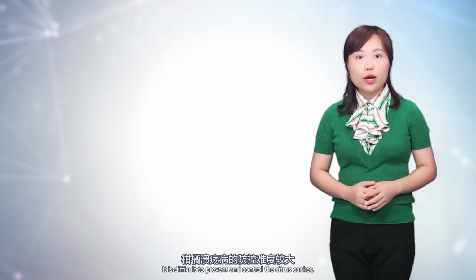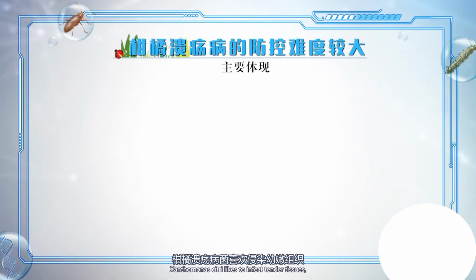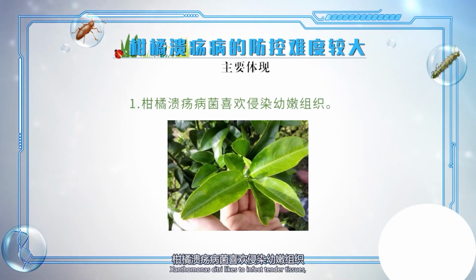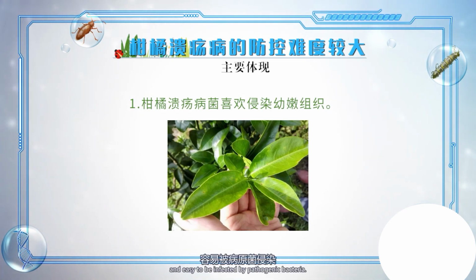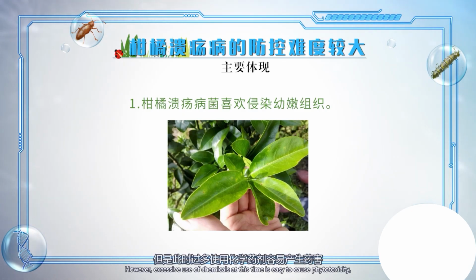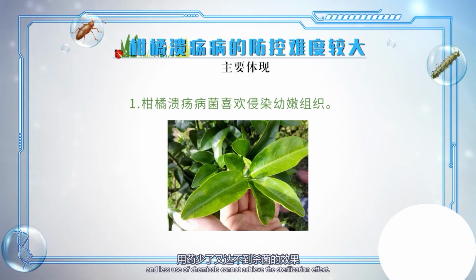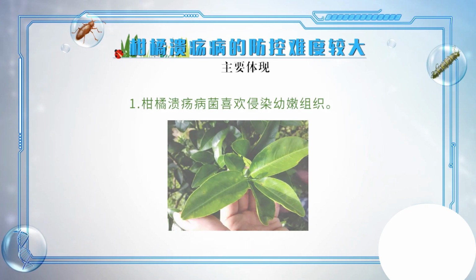It is difficult to prevent and control the citrus canker, and it is mainly reflected in the following points. 1. Xanthomonas citri likes to infect tender tissues, and the tissues in the leaf expansion and fruit setting stages are relatively tender and easy to be infected by pathogenic bacteria. However, excessive use of chemicals at this time is easy to cause phytotoxicity, and less use of chemicals cannot achieve the sterilization effect. When the symptoms become prominent, the disease often occurs more seriously.